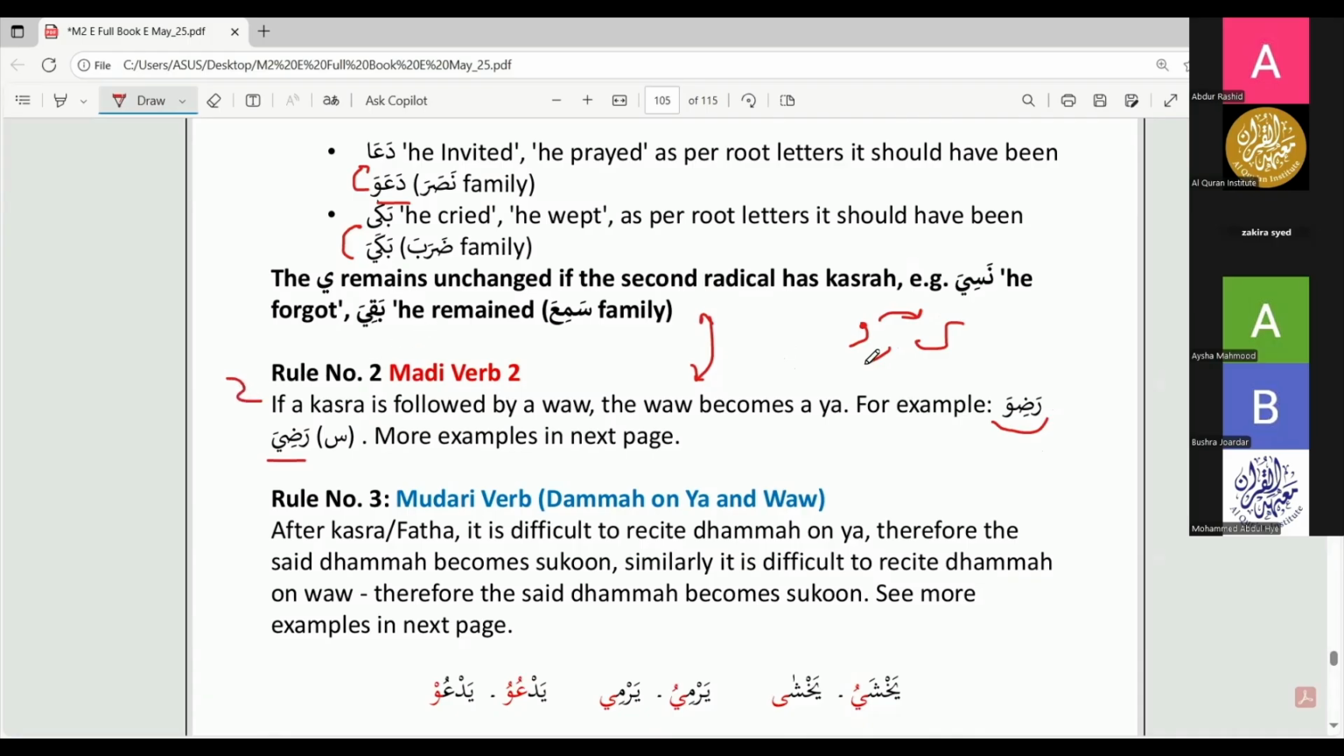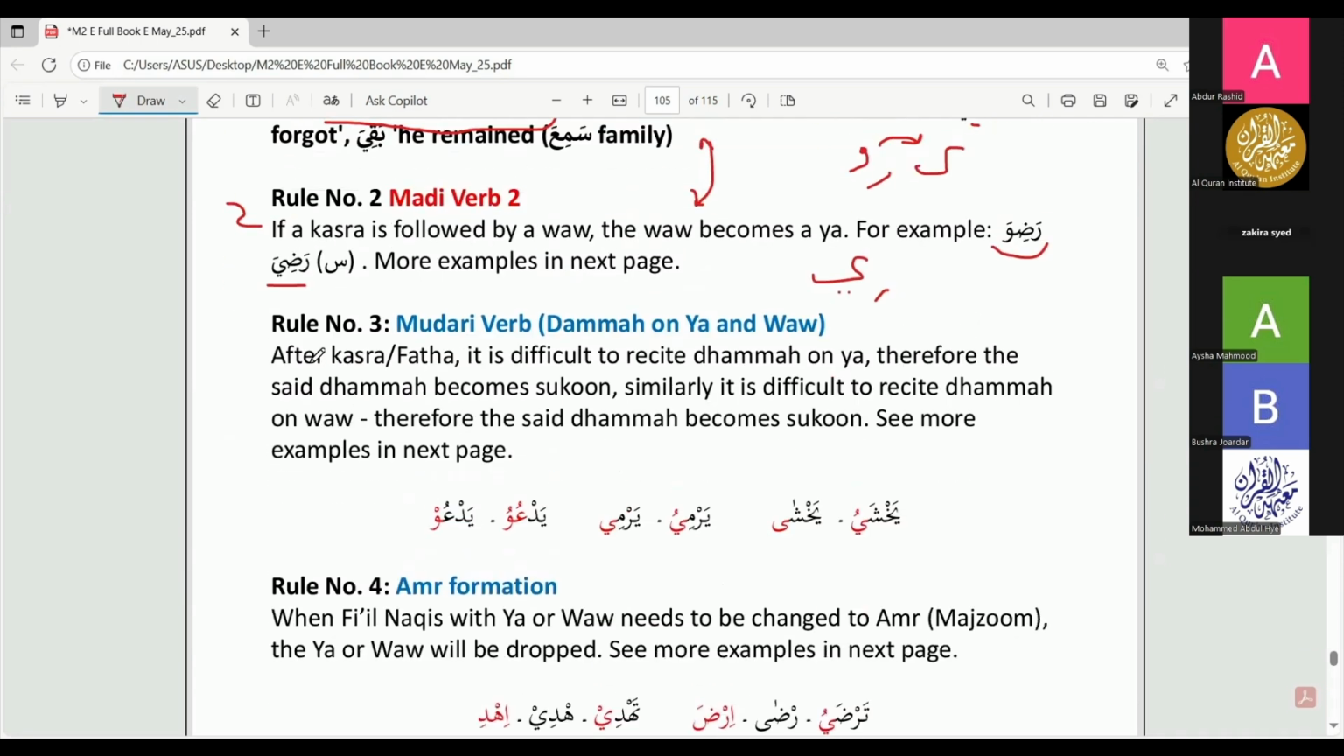But there's an exception with ya. When we have a ya with dots, with the kasra before that, this ya remains unchanged. I would combine this. Before ya with dots, if we have a second radical which is a kasra, this ya remains unchanged. And if we have a kasra before waw, here as we have radi wa, this waw will change to ya. Then rule number 3, it's about mudari verbs and about the damma rule.